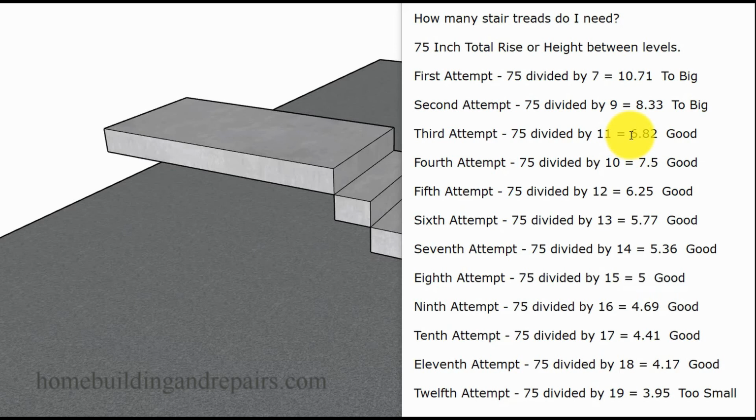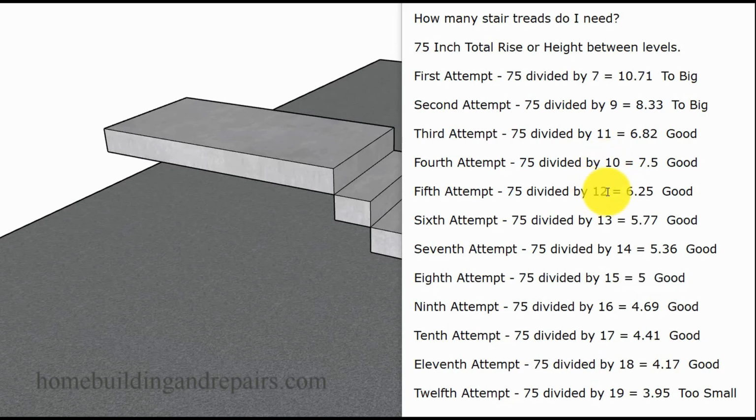Now, I'm not suggesting that you need to stop here unless this number is going to work. So just divide a few more. 11 worked. I want to see if 10 will. 10 gives us 7.5, and this works also. And 7.5 is an excellent riser height, by the way. 7.5 with a 10-inch tread is a nice, comfortable step to use. So again, you don't have to stop there.